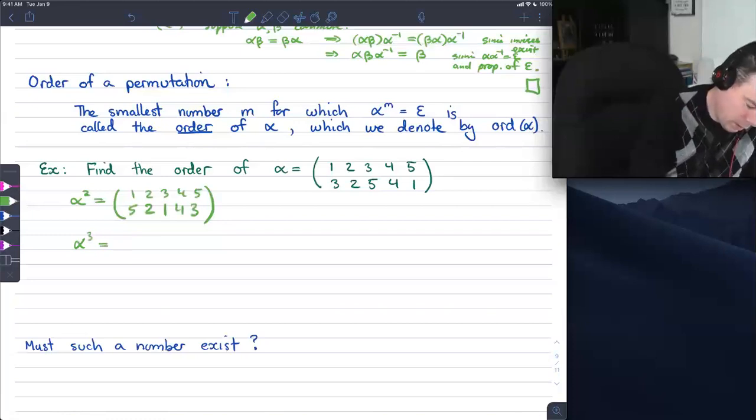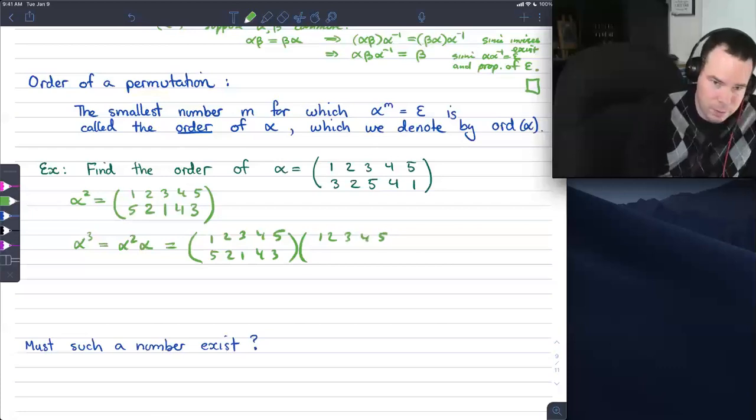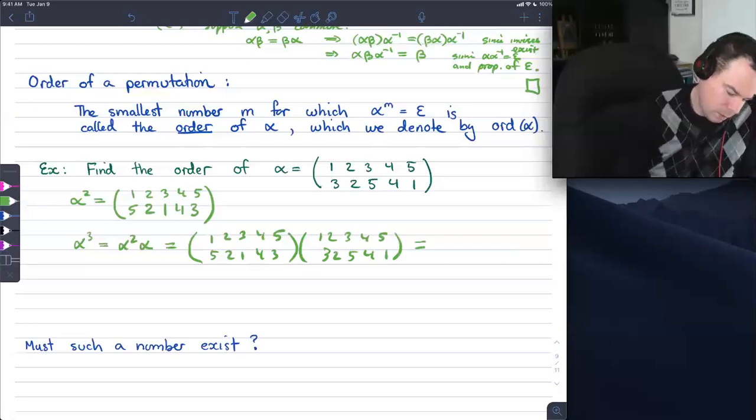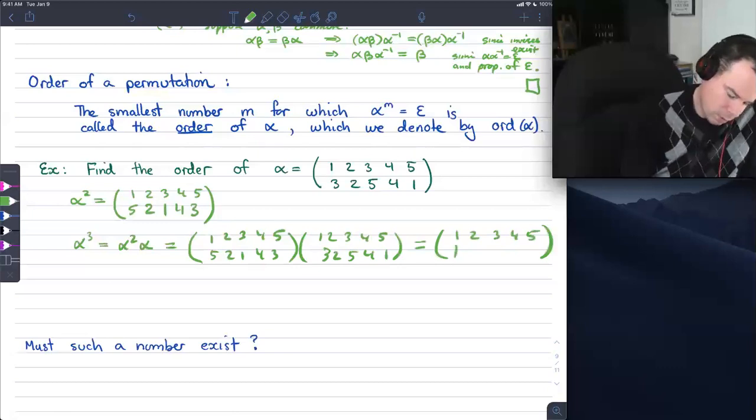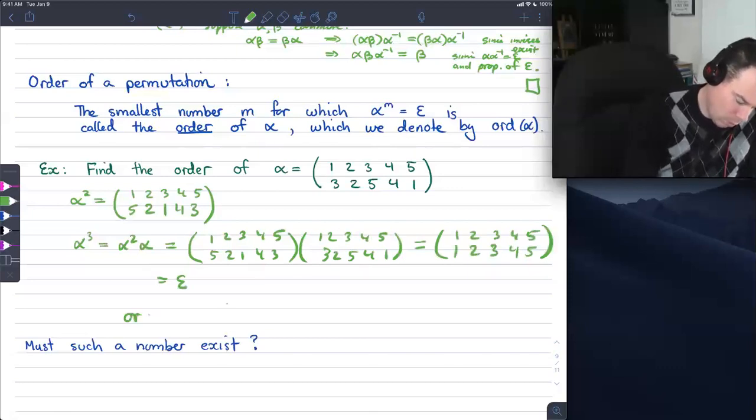So let's look at it as maybe alpha squared times alpha. 1, 2, 3, 4, 5. 5, 2, 1, 4, 3, and 1, 2, 3, 4, 5, and 3, 2, 5, 4, 1. When I do this one, I get 1, 2, 3, 4, 5. 1 goes to 5, which goes to 1. 2 goes to 2, which goes to 2. 3 goes to 1, which goes to 3. 4 to 4, which goes to 4. 5 to 3, which goes to 5, which is the identity. So what we'd say is that the order of alpha is 3.